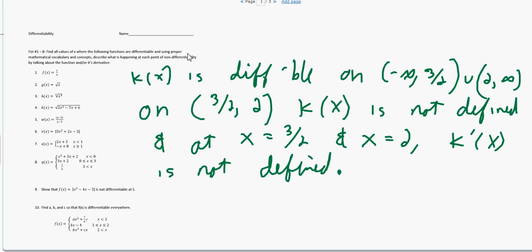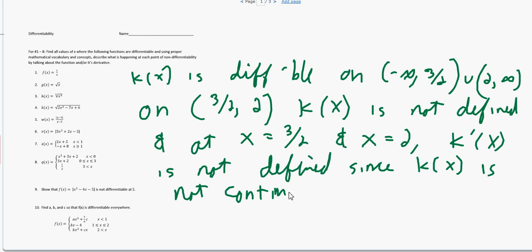Describe what's happening at each point of non-differentiability. K prime is not defined. It's not a corner or anything easy like that. If it was a corner, we would just say that. But I guess just so we can say an answer, k prime of x is not defined since k of x is not continuous. That's probably our best bet, I guess. And it's not continuous there. It's right hand continuous at 3 halves, and it's left hand continuous at 3 halves, and right hand continuous at 2.